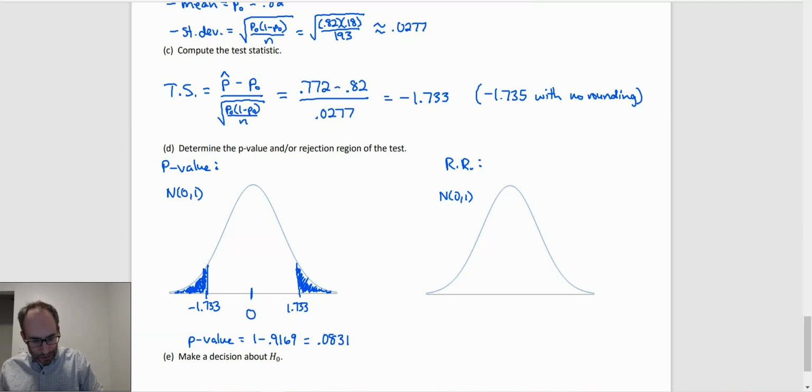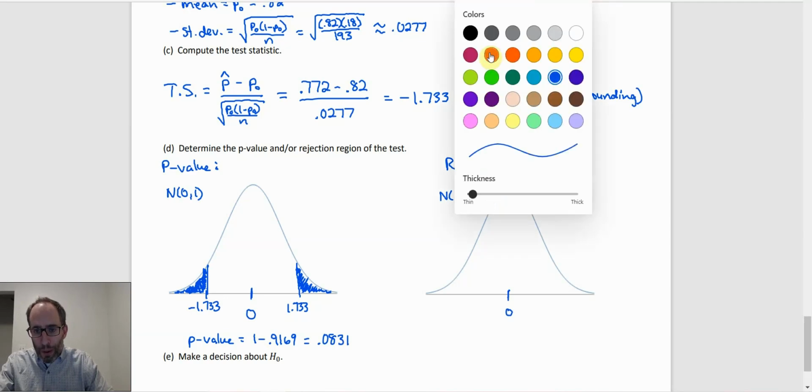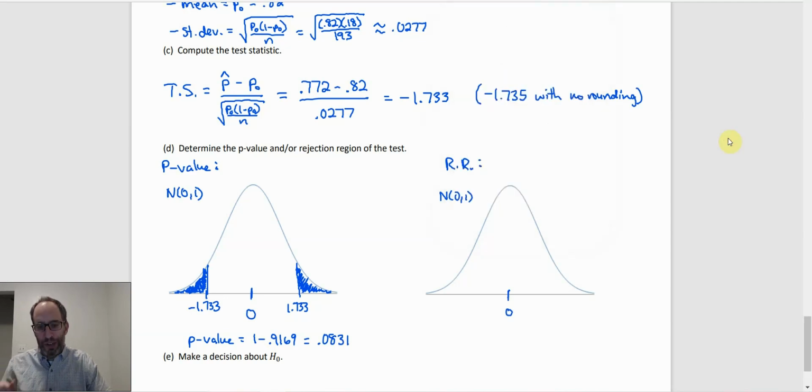And then with the rejection region, if you were going to do that, all right, so we're still centered at 0 since this is a standard normal. And alpha is 0.05, but you've got to split the rejection region in half because we've got a two-sided alternative. So I guess I can write this up here. If alpha is 0.05, then that means we have to put alpha over 2, which is 0.025 in each tail.